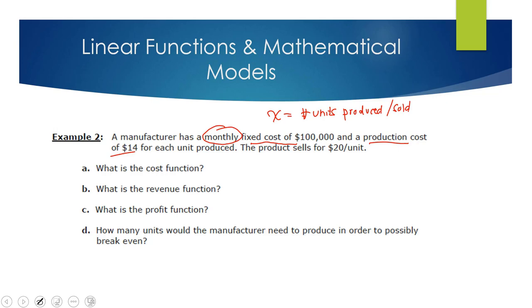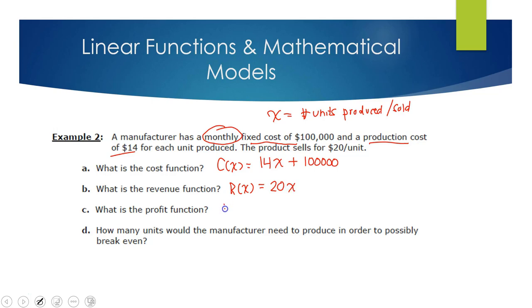So the cost function, C of X, I'm going to have $14 spent for each one of these, whatever it is I'm making, in a month. Plus, I'm going to have $100,000 to basically open the doors of my business each month. So those are my fixed monthly costs. My revenue is going to be, well, I'm selling them for $20 a unit, so it's going to be 20 times X.